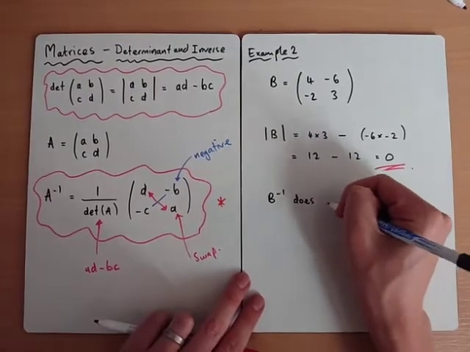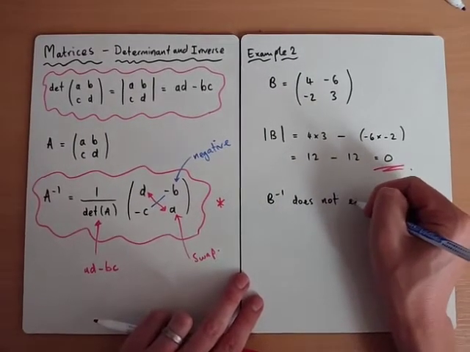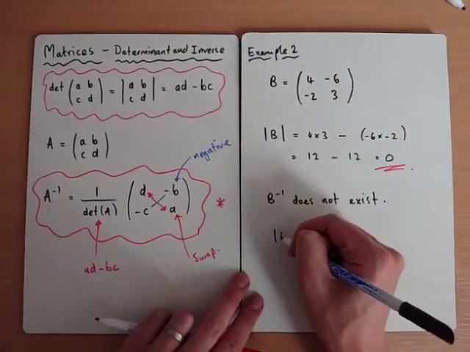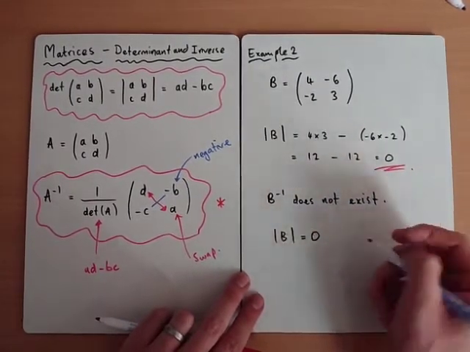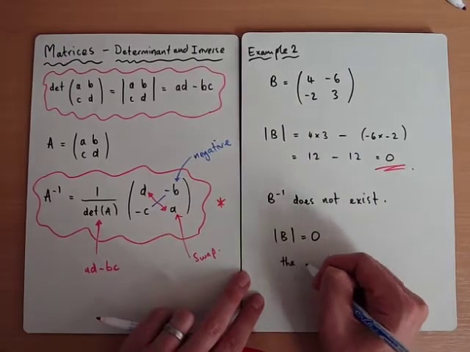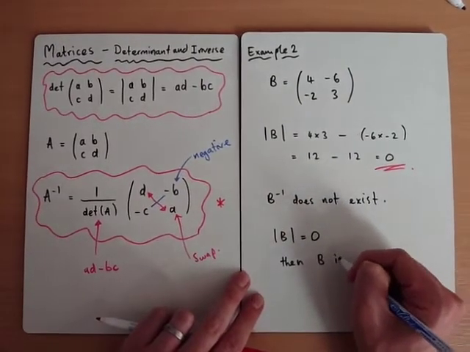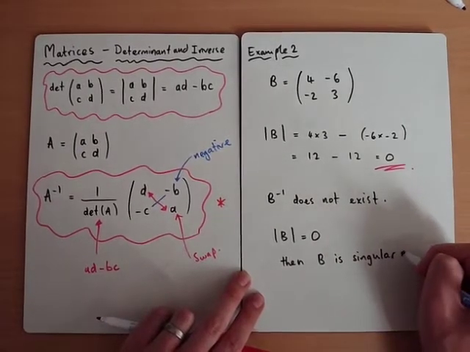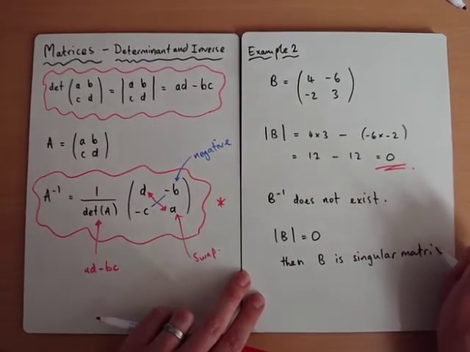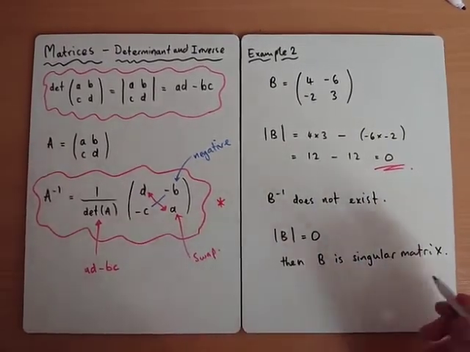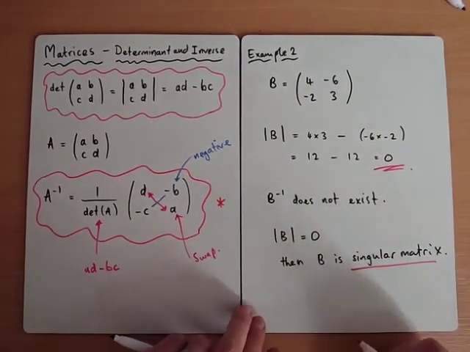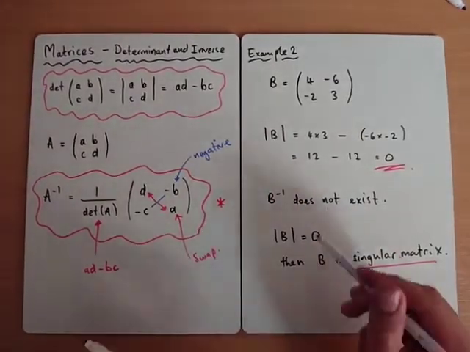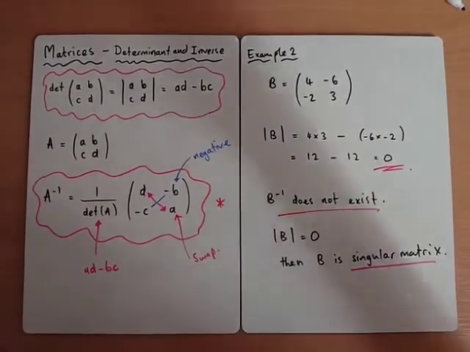And there's a special term that you want to highlight in your notes. We'd say that if the determinant of B is equal to 0, then B is a singular matrix. So if the determinant is equal to 0, we call that a singular matrix. In other words, the inverse does not exist.